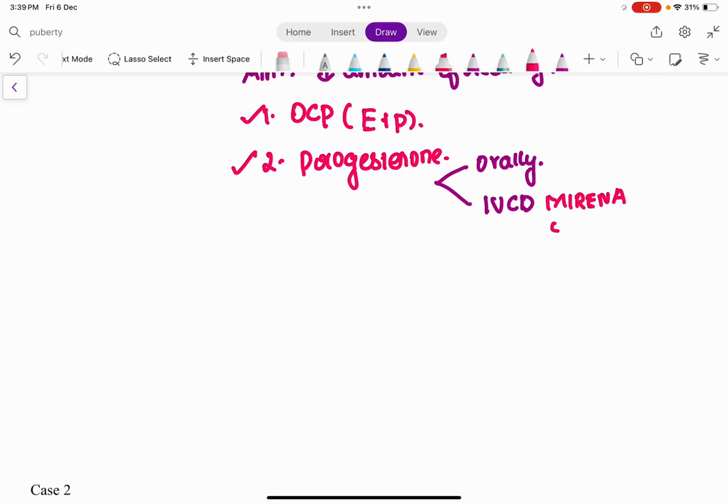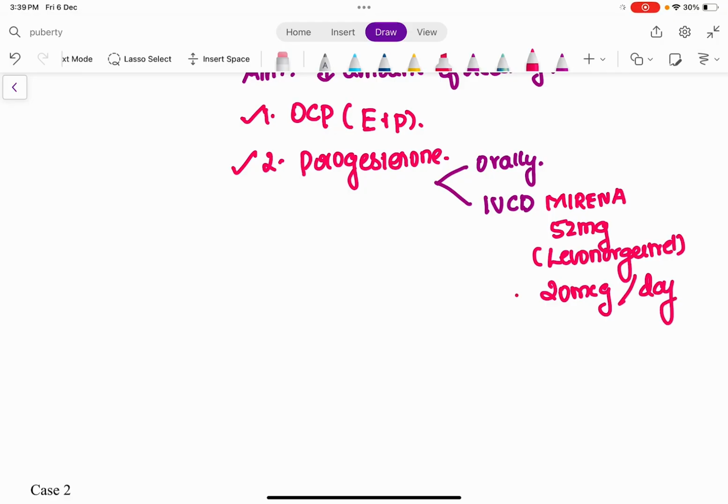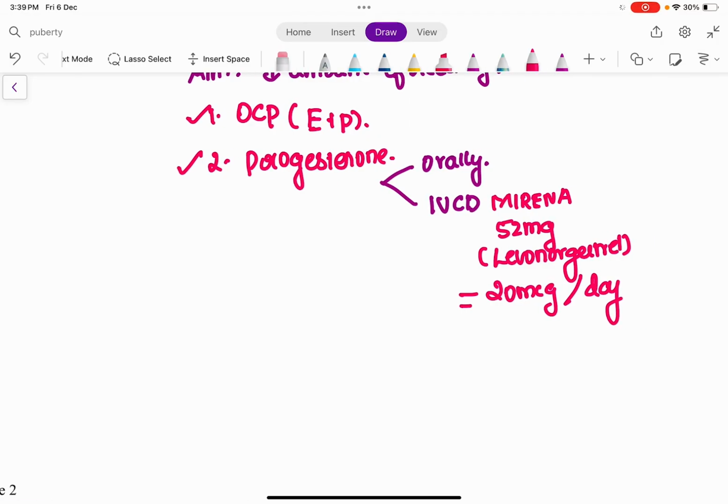The intrauterine contraceptive device Mirena contains about 52 milligram of progesterone, that is levonorgestrel, which releases about 20 microgram of progesterone per day. We have discussed this in the management of abnormal uterine bleeding. The intrauterine contraceptive device is a device which is put inside the uterus of a female. So this device has 52 milligram of levonorgestrel, and every day it releases about 20 microgram of progesterone.